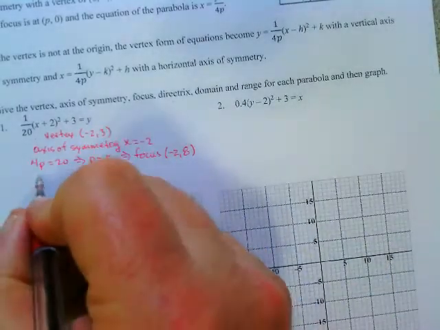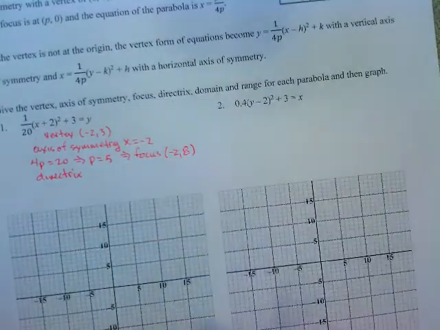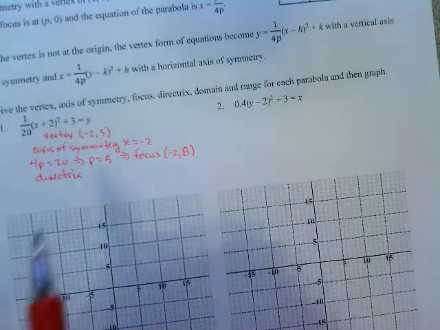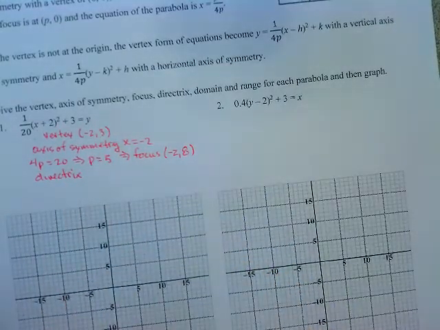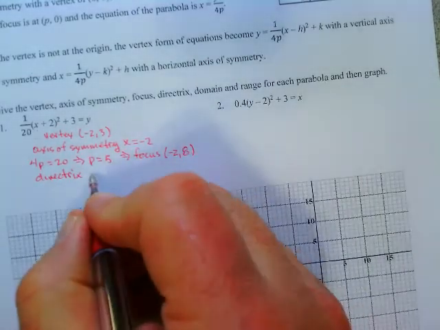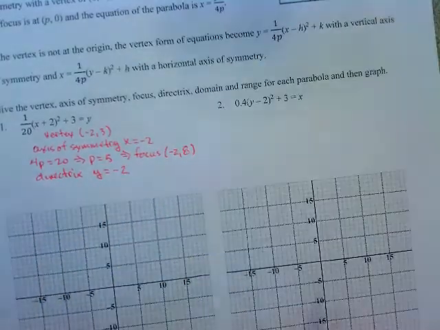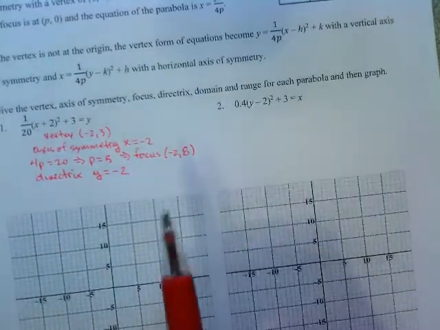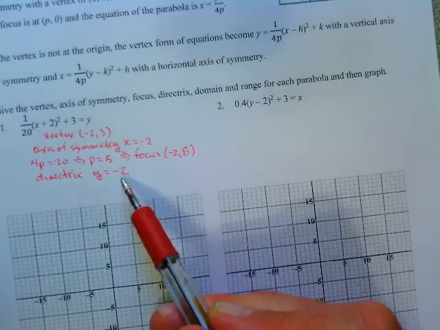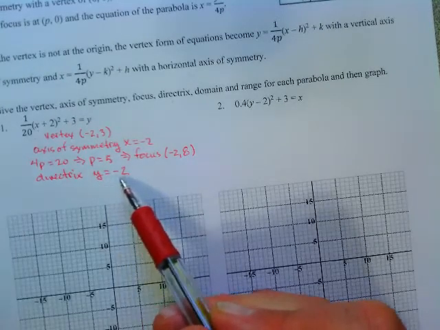And then the directrix has to be a horizontal line that is 5 below our vertex. Since the vertex is 3, 3 subtract 5 would give us negative 2. And so y equals negative 2. Now again, notice that this is a line. Okay, and so again, you can't just go directrix equals negative 2.